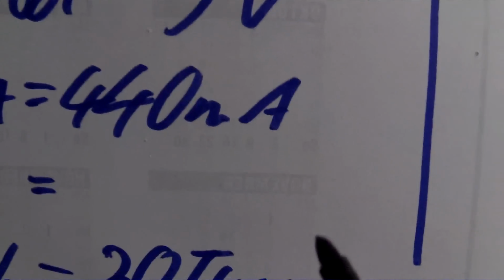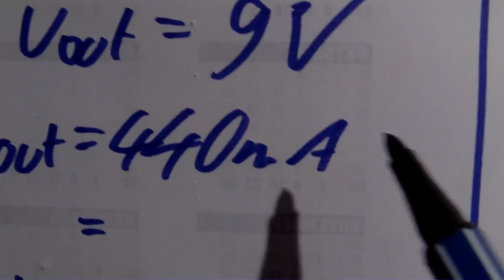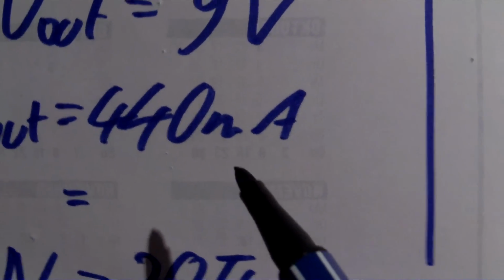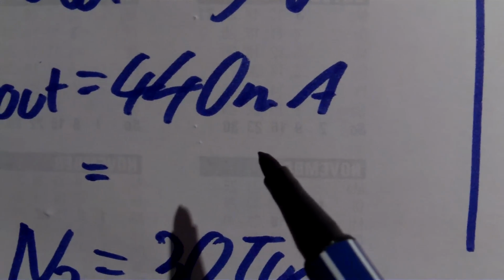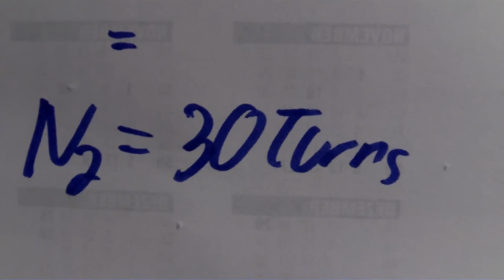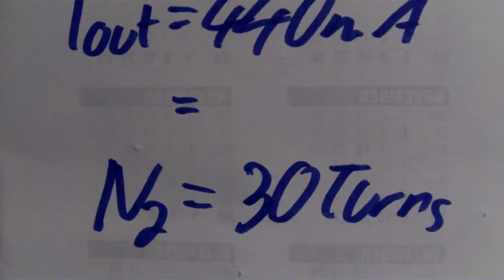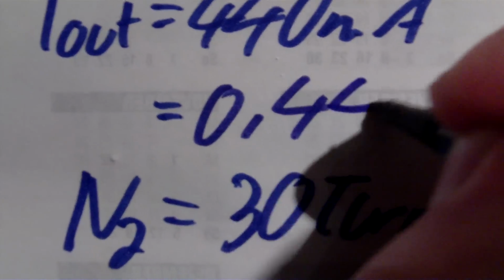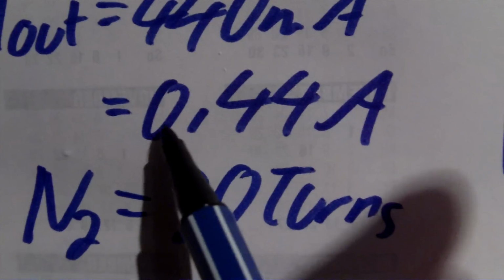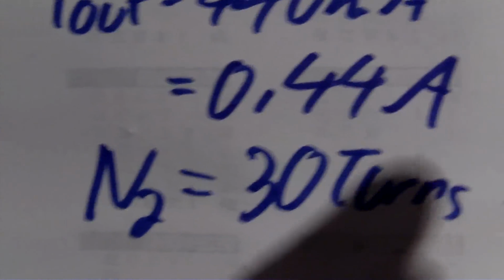So why did I say I have to say something about this? This is not the SI unit. It is a unit that makes it easier to write the right numbers, because 440 is easier to calculate with than with 0.44 amperes. But for getting a correct result, you should write it in SI. So this 440 milliamperes is the same as 0.44 amperes.